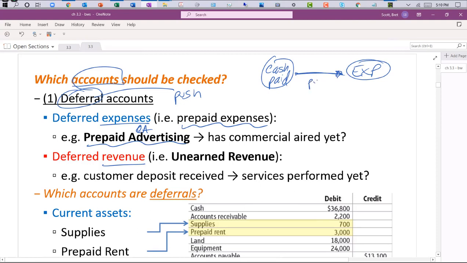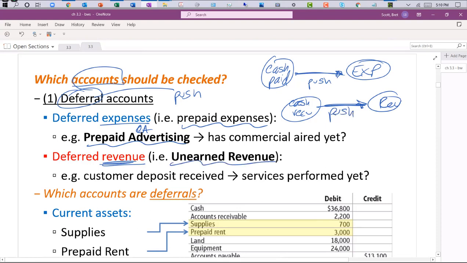We have pushed or deferred the expense into the future. With revenues, it's possible that cash was received a while ago, and what we need to push off into the future is the revenue. We're pushing off revenue if we have any unearned revenue.